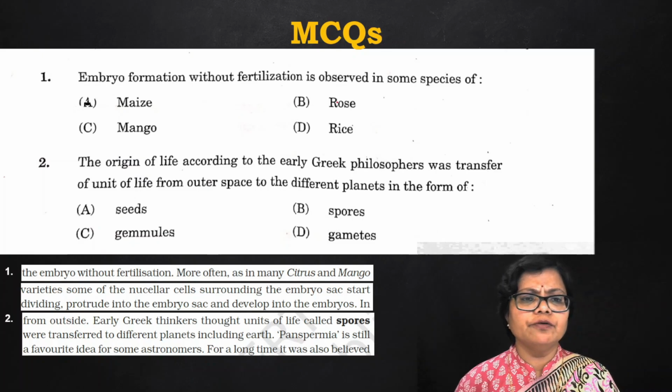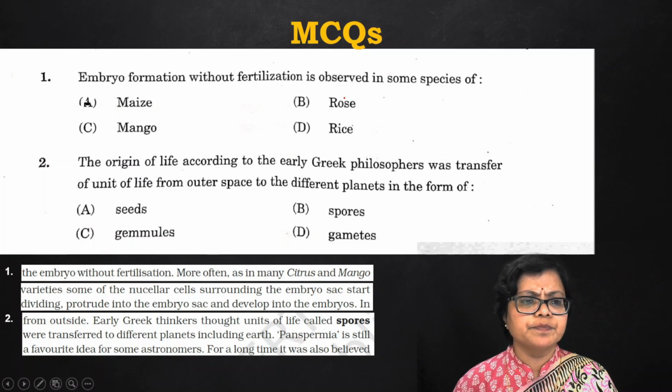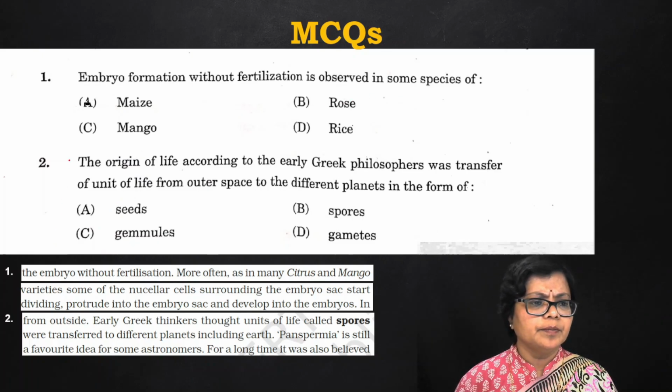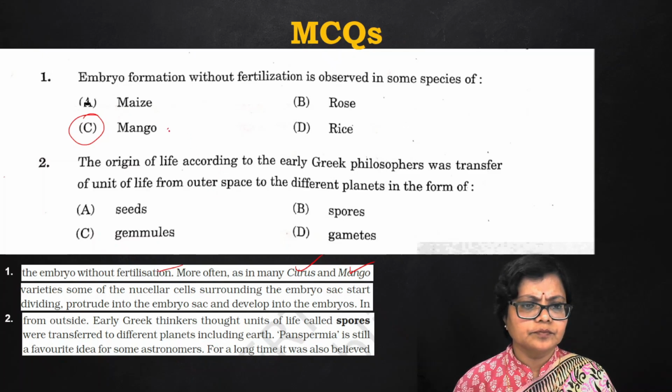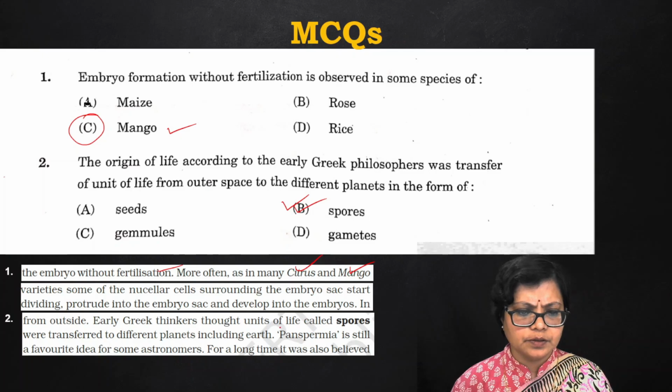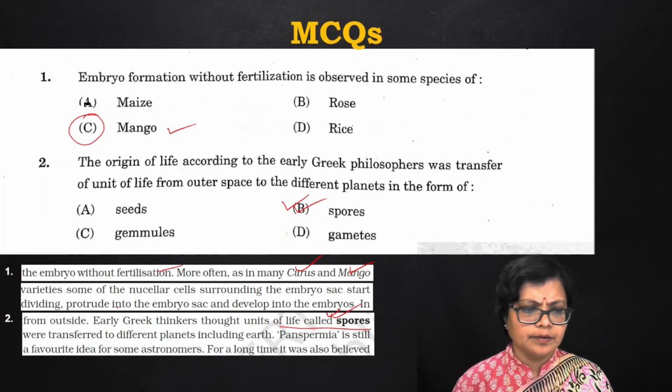Embryo formation without fertilization is observed in some species. That will be mango. Mango and citrus are given in your NCERT book. The screenshot has been taken. The origin of life according to early Greek philosopher was transfer of unit of life from the outer space to the different planets in the form of spores, from the NCERT book line. Okay.